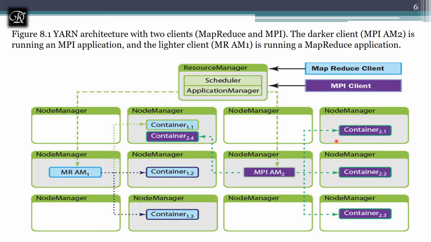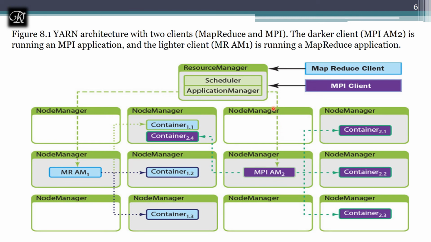Next, similarly, the MPI client is also requesting a number of resources to run its job. Again, the application manager will negotiate and check for the availability of the resources, and he is demanding more than the MapReduce client. That's why you can see there are four containers allocated for the MPI client, and here you can notice that the MPI client resource is also shared with the MapReduce client, where both are running on the same node manager.